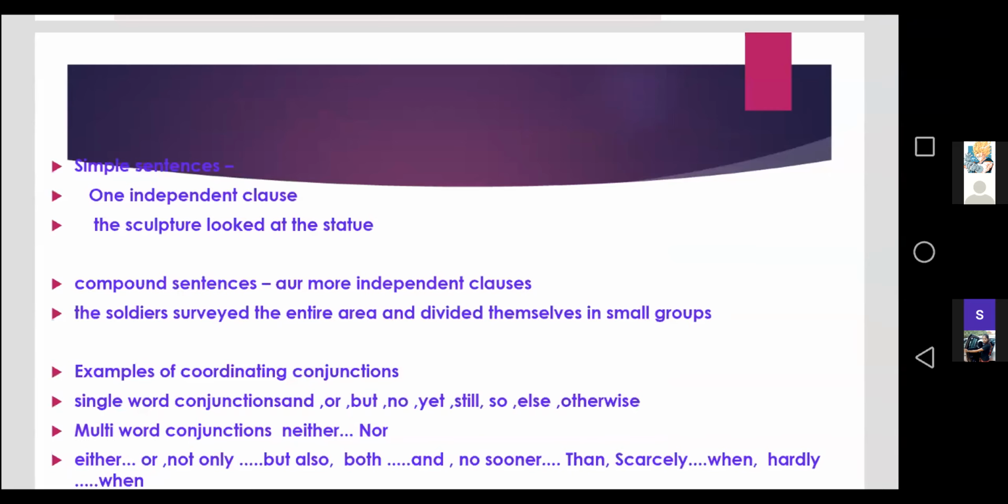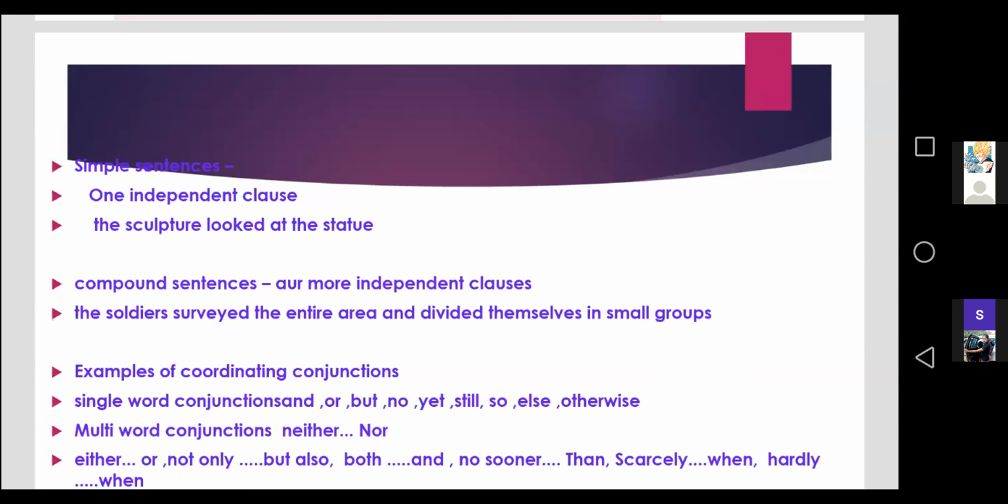In the case of compound sentences, you have two or more independent clauses, and we have the example like: the soldiers surveyed the entire area and divided themselves in small groups. So we have one independent clause, the soldiers surveyed the entire area, and another independent clause, divided themselves in small groups. Now, how are these two clauses joined together? They are joined together with the help of 'and'.